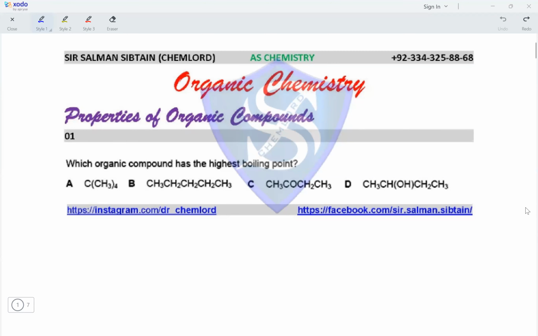Hi guys, this is AS Chemistry, Organic Chemistry, and we are looking at properties of organic compounds. Question 1. Which organic compound has the highest boiling point?